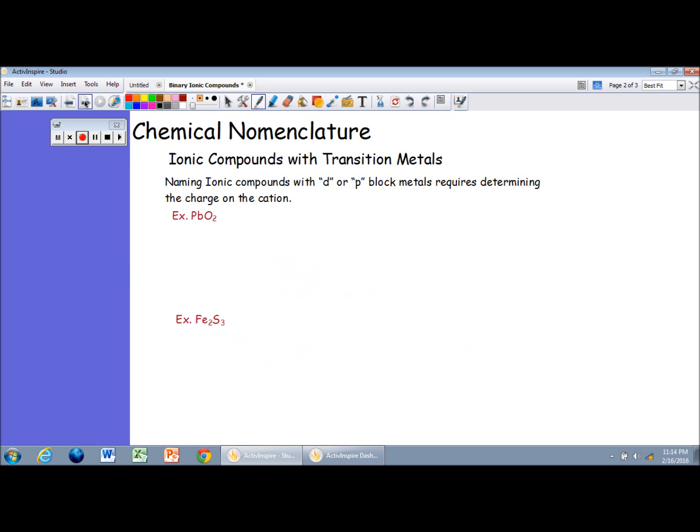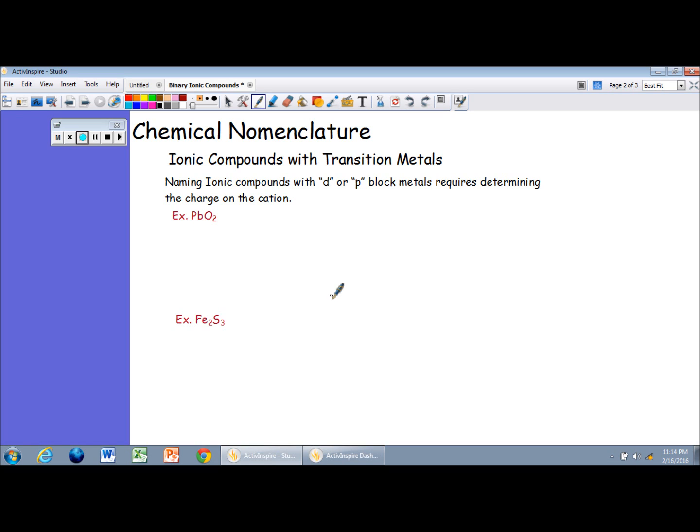Now, we're going to do a couple examples together of how to name an ionic compound that has a transition metal or a d or p block metal. So those are elements in groups 3 through 12, and then the metals in 13 through 16. So let's start here.